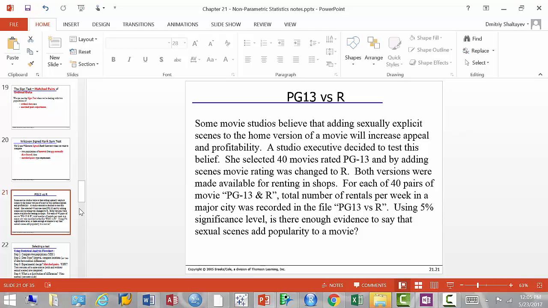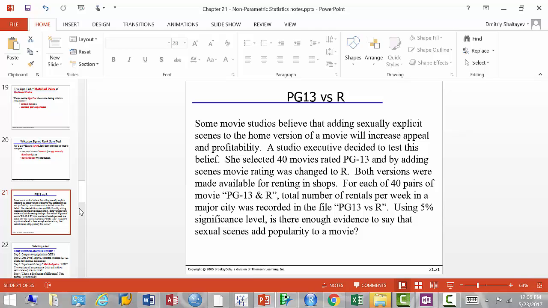Okay, that's interesting. So let's go back to the times when it was an option to go to the store and rent a movie, right? Well, you can still do it online, right? So mechanically it's different, but the principle is the same. Movie studios believe that adding sexually explicit scenes to the home version of the movie will increase the appeal and profitability because people will rent it more frequently, right?